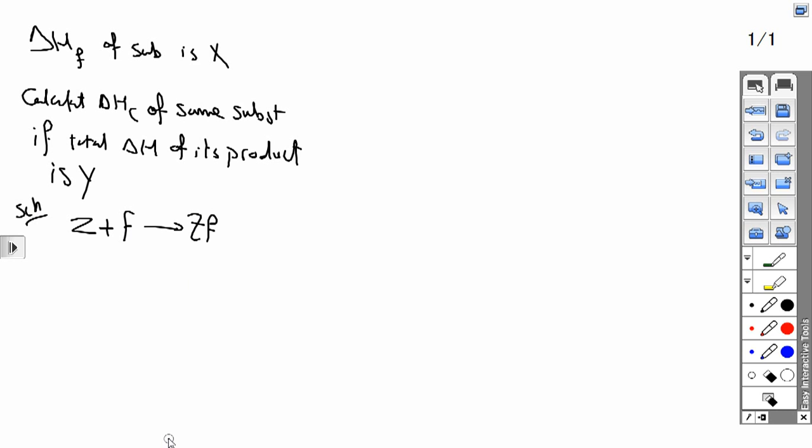So delta H of formation in this case equals X, right? But combustion of this substance, ZF, means reaction with oxygen, right? It produces, for example, ZO plus FO. For example, delta H of its product is Y. How do we calculate delta H of combustion of this substance?